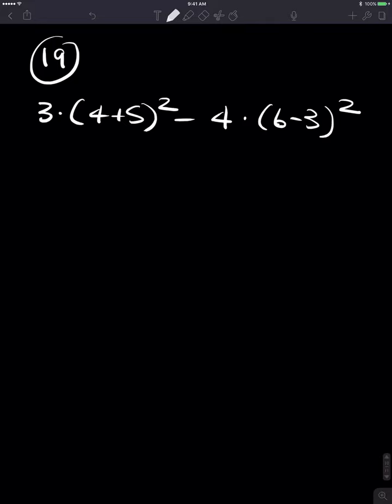Number 19. 3 times 4 plus 5 to the second power minus 4 times 6 minus 3 squared. My parentheses outranks my exponentials. Please excuse my dear Aunt Sally. But I must do what's inside the parentheses. 4 plus 5 is 9. 3 times 9 to the second power minus 4 times 6 minus 3 is 3. 3 to the second power.